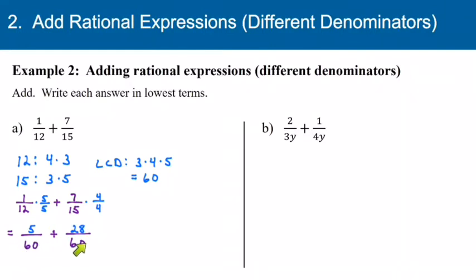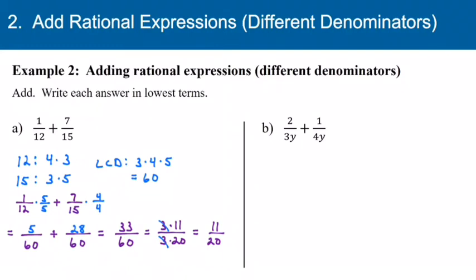Now that the two denominators are the same, I can combine terms in the top. 5 plus 28 is 33, so I have 33 over 60. Now this is the answer, but it's not in simplest form, because notice that both of these numbers can be divided by 3. So I need to factor these down and cancel out the like factors. 33 is 3 times 11. 60 is 3 times 20. The 3's reduce, and we're left with 11 over 20. So this is the basic procedure that we're going to be following in all the remaining examples.